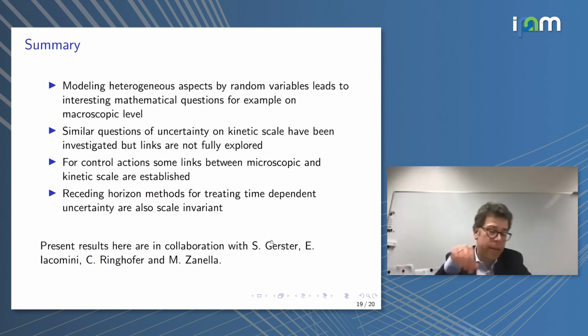With this, I want to summarize. There are a couple of things which I showed you, and I only gave you a couple of pieces of that. Heterogeneous aspects can be modeled by random variables, and this might lead to interesting mathematical questions, for example for these fluid-like models. On the kinetic, mesoscopic level, there have already been results, in particular for flow appearing in gas dynamics.